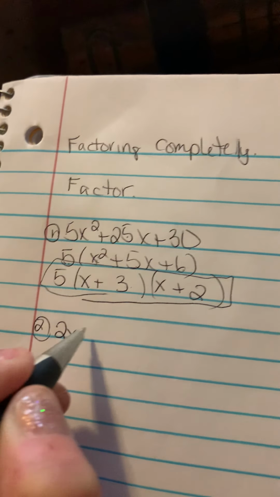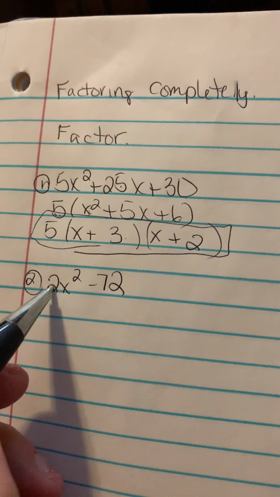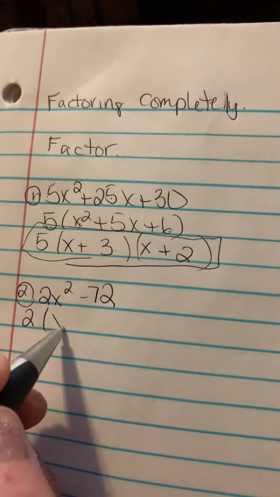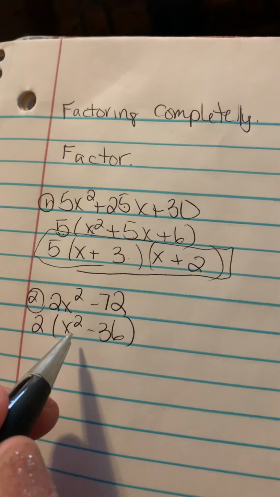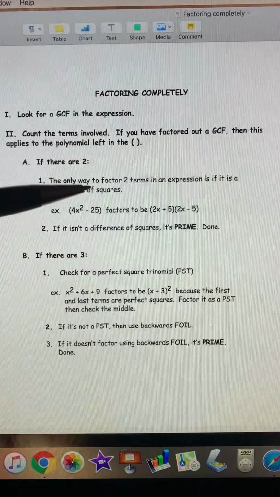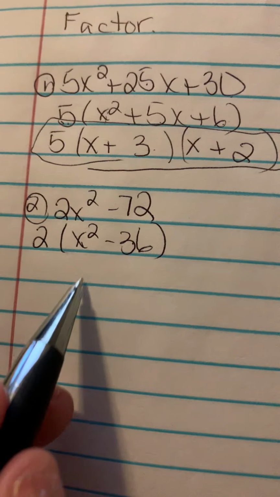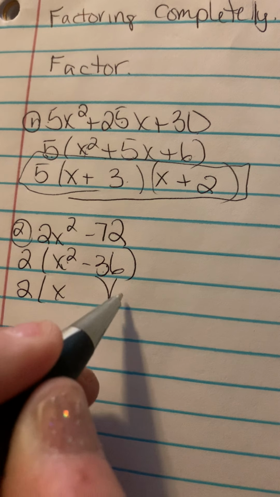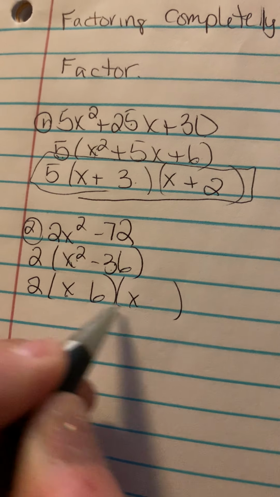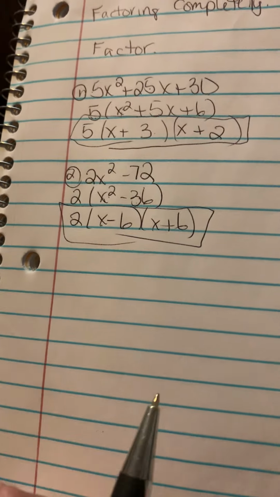Okay, second one I'm going to do. How about 2x squared minus 72? First thing I'm going to look for, GCF. Well, they're both even, so I can take a 2 out. And when I take the 2 out, I look in the parentheses. How many terms? 1, 2. If there's 2, the only way to factor 2 terms is if it's a difference of squares. Well, that's a perfect square. That's a perfect square. So it looks like it's a difference of squares. Take the square root, take the square root, 1 plus, 1 minus. That's how we fully factored the second one.